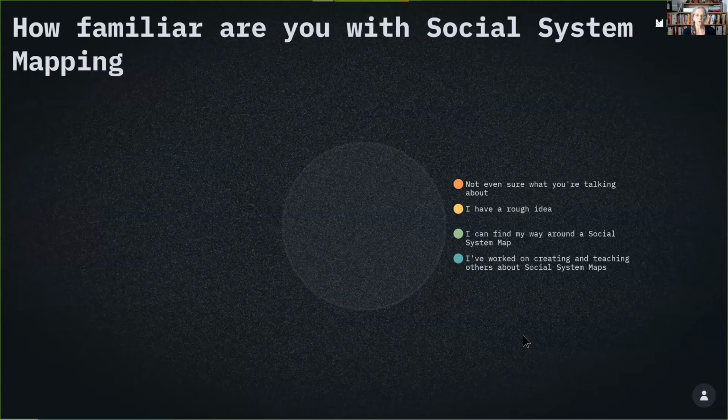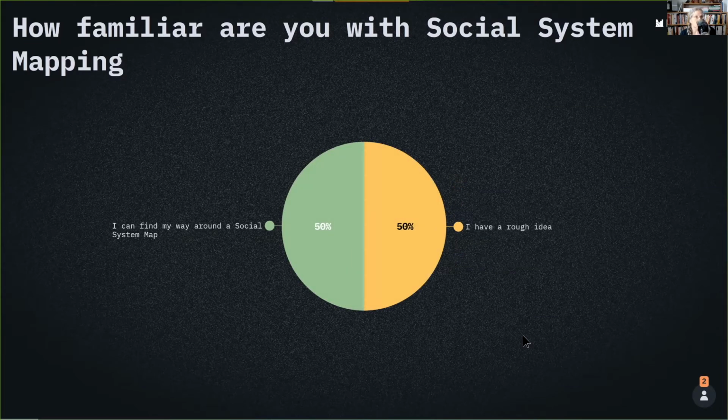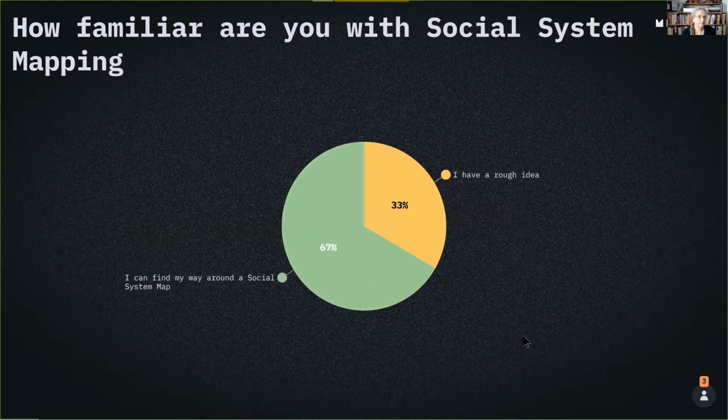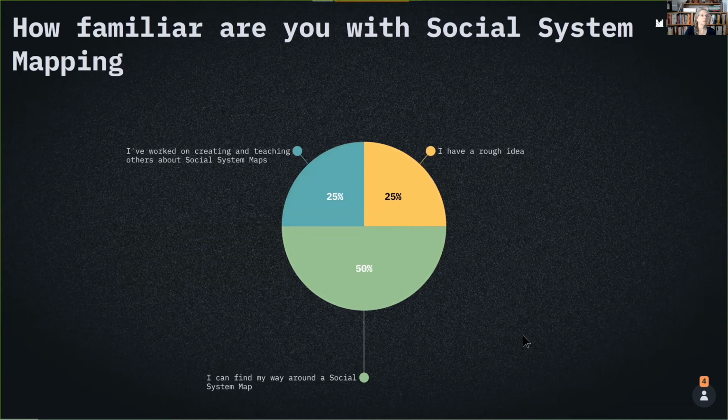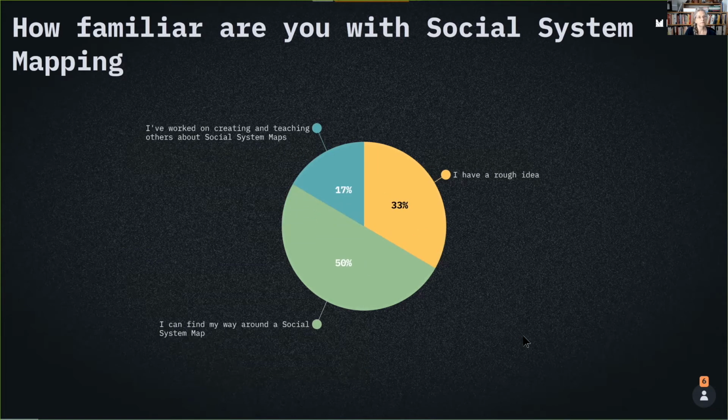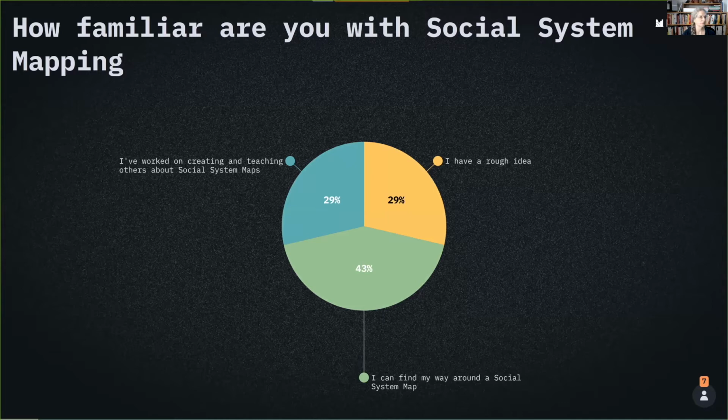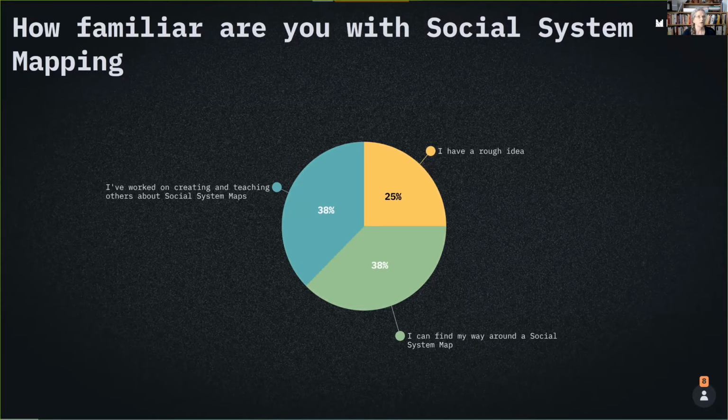For this, in order to know who's present and to open up what our levels of experience are, I would like you to answer the question about how familiar you are with social system mapping. And how many? 1, 2, 3, 4. Okay. So there's nobody who's totally in the dark, which is great so far. I'm going to go ahead and move forward.